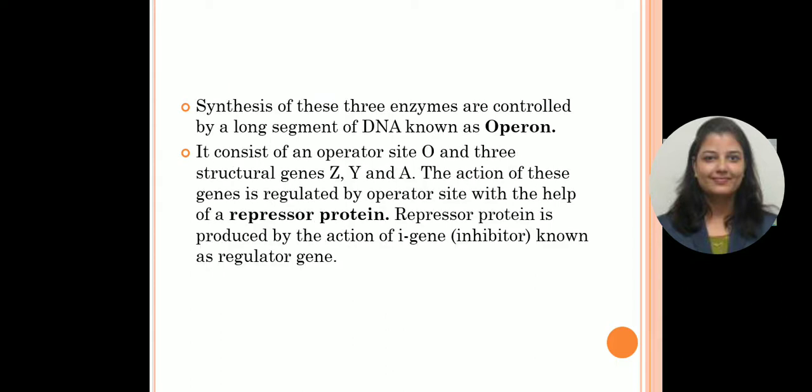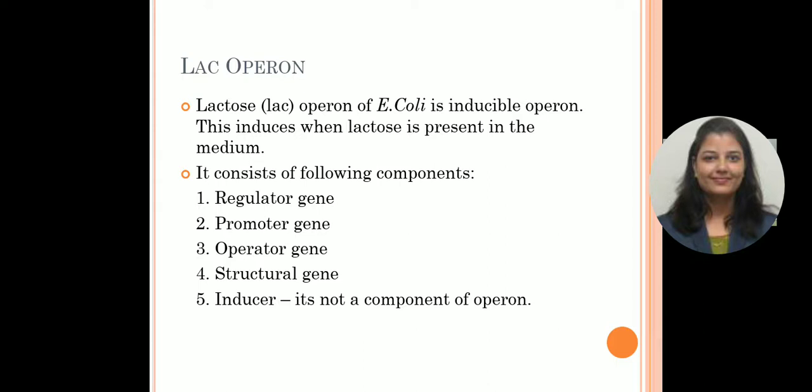The synthesis of these 3 enzymes is controlled by a long segment of DNA which is known as an operon. It consists of an operator site O and 3 structural genes Z, Y and A. The action of these genes is regulated by the operator site with the help of a repressor protein. This repressor protein is produced by the action of the inhibitor gene, which is also known as the regulator gene.